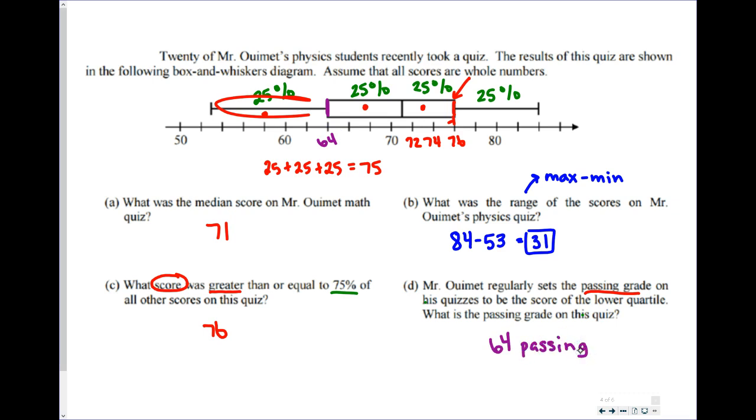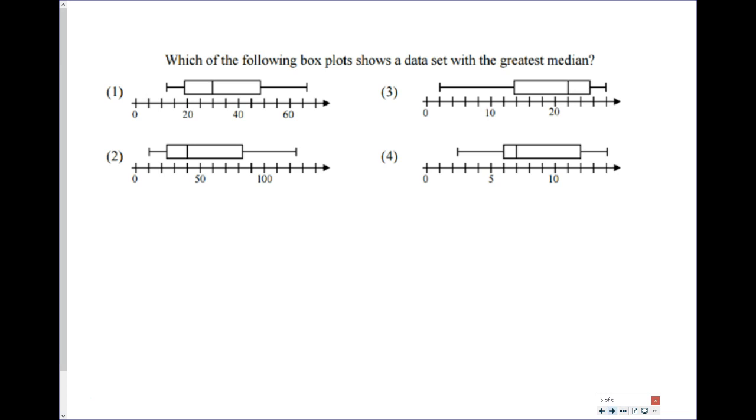Okay? So that's one. This is a little bit of the kind of questions you're going to see about my expectations for reading a box and whisker plot. Two other questions that I'm going to ask you to know is being able to compare some box and whisker plots. You'll notice that these box and whisker plots are set to different number lines. And the question is asking which of the following box plots shows a data set with the greatest median. So what you have to do is go through each box and whisker plot and find the median. But the tricky part is that these number lines are going up by different intervals.